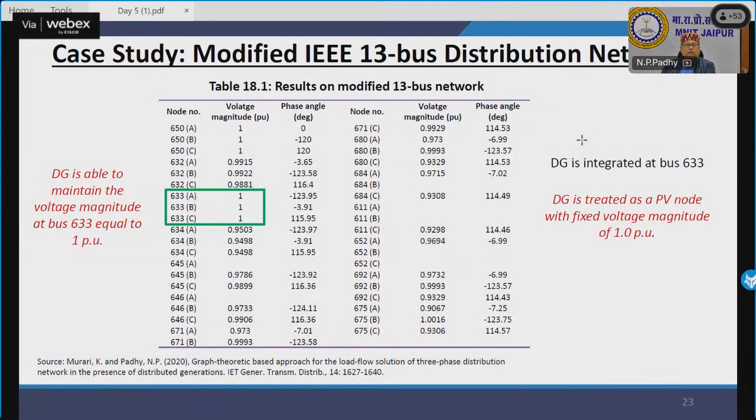Case study, modified IEEE 13 bus distribution network. As you could see, this is the 13 bus network, but it has been slightly modified. Now the DG is able to maintain the voltage magnitude at bus 633 equal to 1 per unit. DG is integrated at bus 633. We have integrated the DG, which was not there in the original system, but we assume there is a DG, okay? And the DG is treated as a PV node with fixed voltage magnitude of 1 per unit.